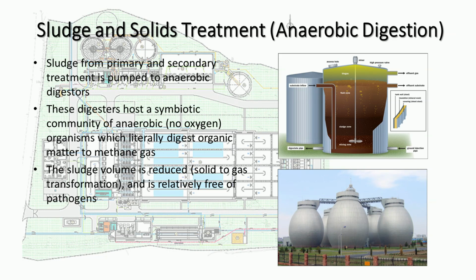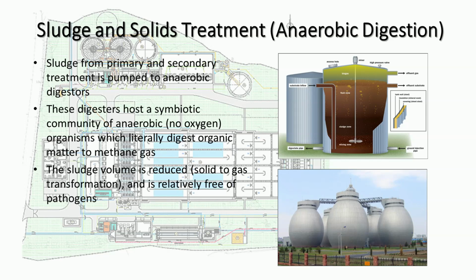A common technique for stabilizing and reducing sludge is through anaerobic digestion. Sludge from primary and secondary treatment is pumped to large egg-shaped tanks called anaerobic digestors. These tanks are host to a symbiotic community of anaerobic microorganisms which literally digest the organic matter in the sludge, similar to how humans digest food.